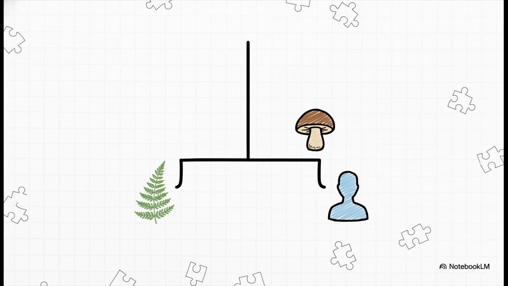Get this. We share a more recent common ancestor with a mushroom than that mushroom does with a plant. Wild, right? So how in the world do we know that? Well, that's exactly what we're going to do here. We're going to follow the evidence step by step and piece this incredible puzzle together.